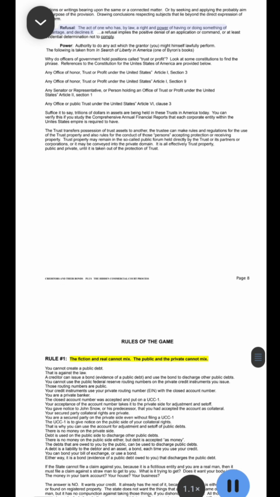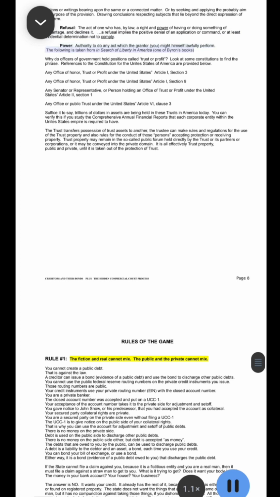Refusal, the act of one who has, by law, a right and power of having or doing something of advantage, and declines it. A refusal implies the positive denial of an application or command, or at least evidential determination not to comply. Power, authority to do any act which the grantor might himself lawfully perform.